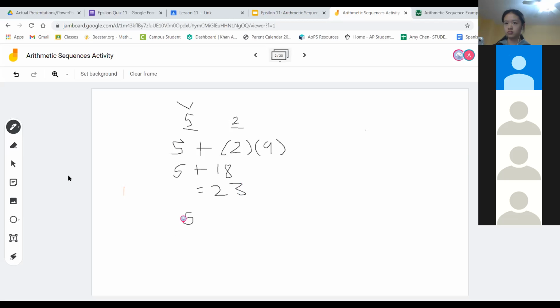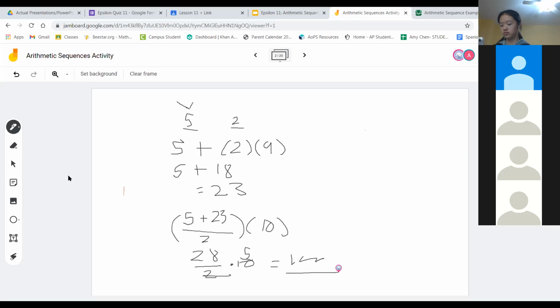So we're going to have to add both of those, divide by 2, and multiply by the number of terms. We know that there's 10 total terms because the problem stated that. So that's 5 plus 23, that's 28, divide by 2, multiply by 10. Basically that's 28 times 5, which is 140. So 140 is our final answer.